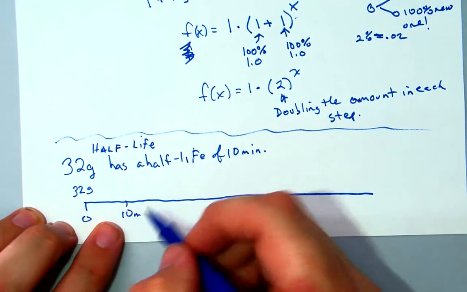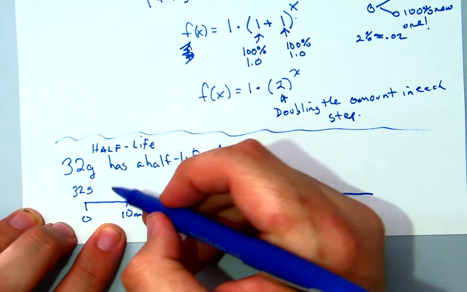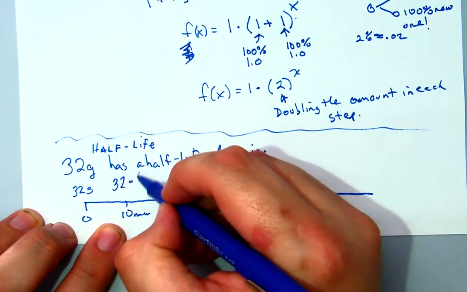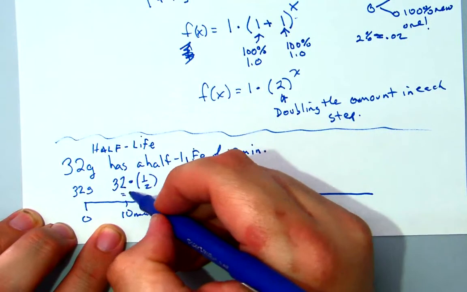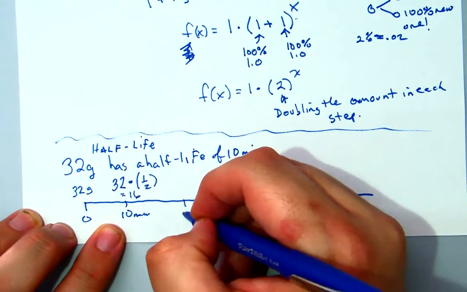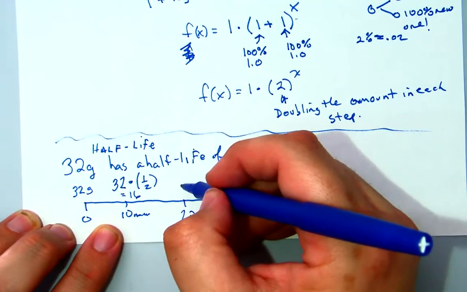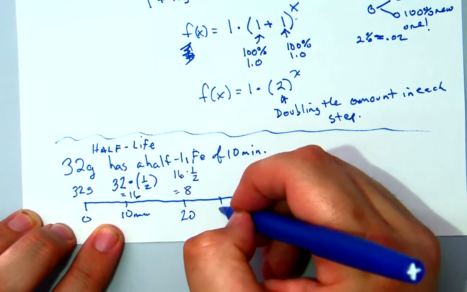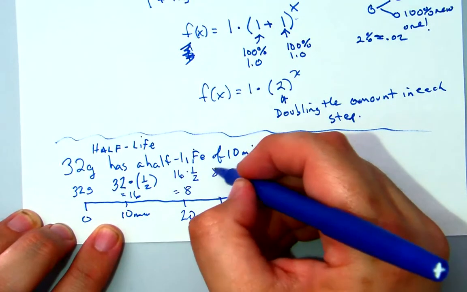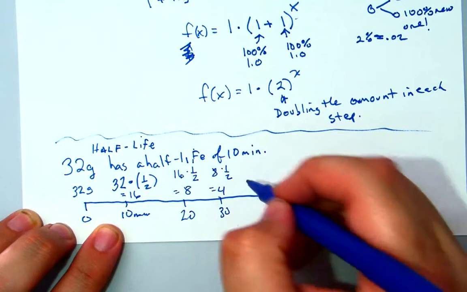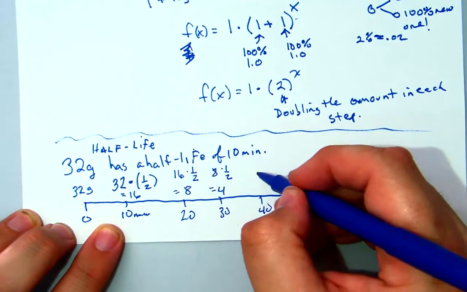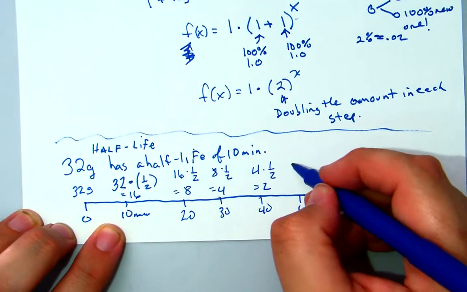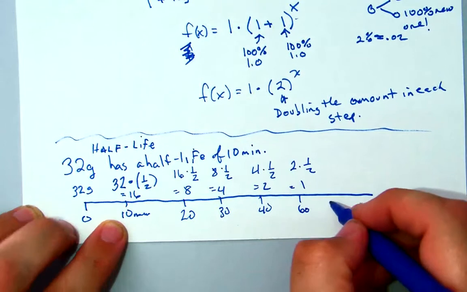At 10 minutes, how much do we have? We have 32 times 1/2, which is equal to 16. After 20 minutes, how much do we have? Well, we take half of 16, so we get 16 times 1/2, which is 8. After 30 minutes, we have 8 times 1/2, which is 4. After 40 minutes, 4 times 1/2, which is 2. After 50 minutes, 2 times 1/2, which is equal to 1.